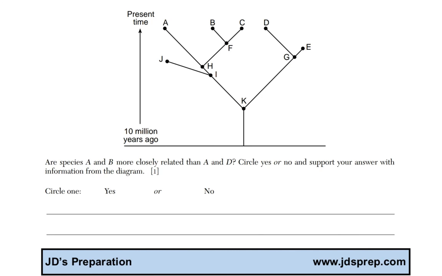Welcome to JD's Prep. In this video, we look at a phylogenetic tree and check for relatedness. This problem reads, are species A and B more closely related than species A and D? Circle yes or no and support your answer with information from the diagram. Let's first locate species A, B, and D.